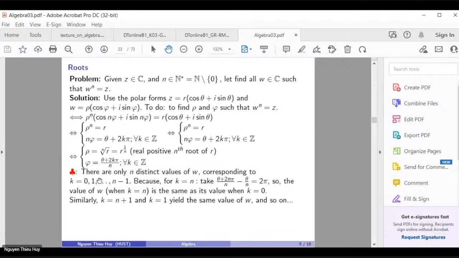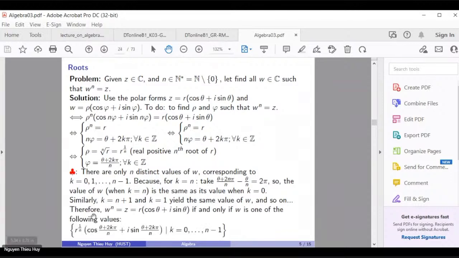So actually we have only n distinct values, because you can see that if you take any two situations here and take the difference, and the difference is between 0 and 2 pi, smaller than 2 pi, then the values are each different. And we are lucky, so we have only n distinct values, so don't worry about infinitely many values anymore. Good. So let me write down: w to the n equals z, in this polar form, holds only if w is one of the following values.